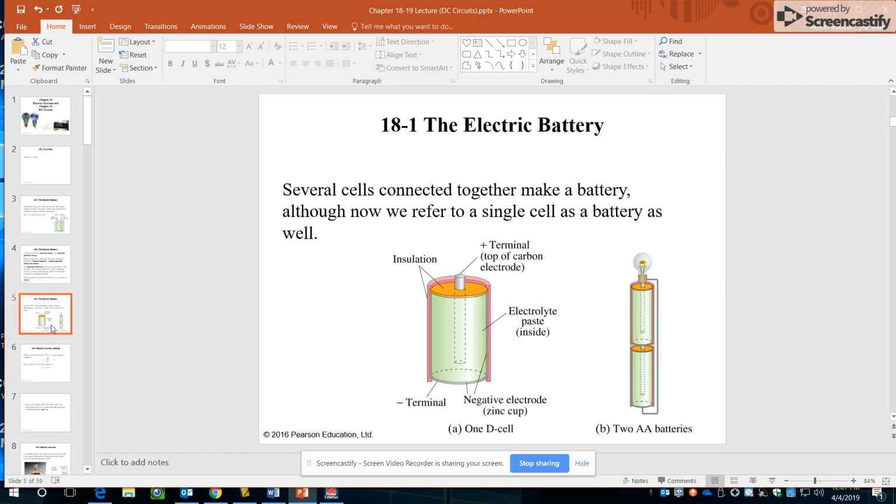It's fun. So several cells can be connected together to make a battery. However, we also refer to a single cell as a battery as well. We're really not concerned with the nomenclature here. We're just going to consider batteries to be sources of electric potential.